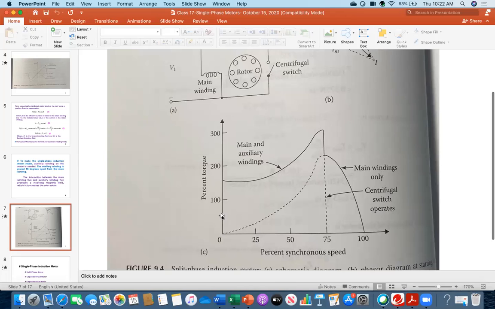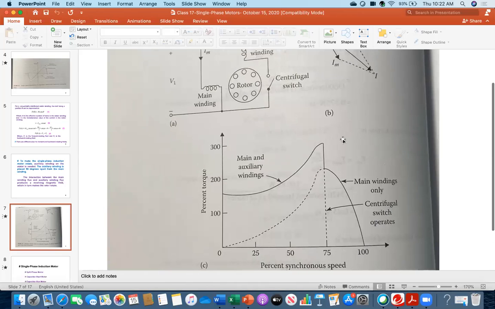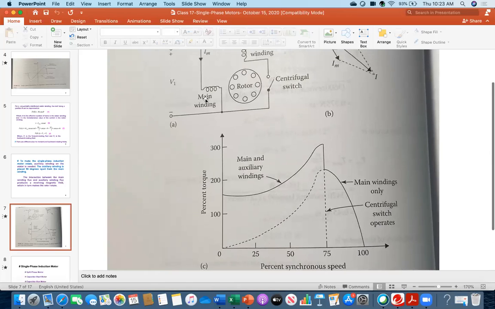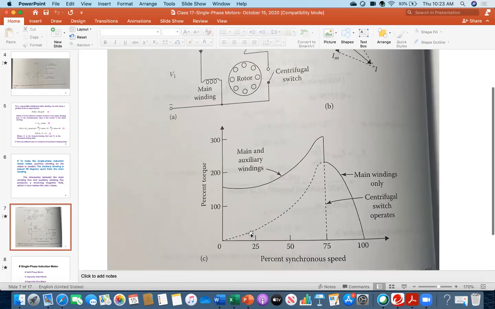Everybody see this one. This axis is torque and this axis is synchronous speed. And you see that I have written percentages 25, 50, 70, 100%. This means when it is 100%, this motor is rotating at full speed. Now everybody see, we discussed this curve today. The dot will start from zero. That is the nature of the single phase induction motor. And see, I have written main winding only. When you have only one winding, then this will be your curve.